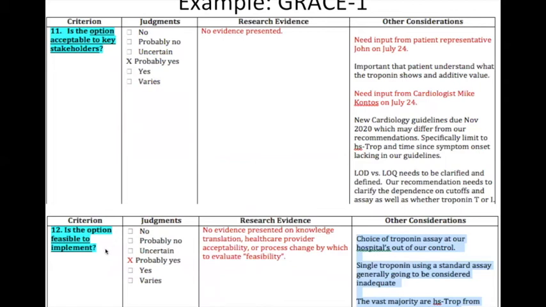And then from a feasibility point of view, they said probably single troponin testing is implementable easily compared to serial. Again, no evidence to really back up those claims or statements. Some comments that the choice of troponin assay was out of the hospital's control anyway, or out of the emerge group's control anyway. Single troponin based on assay may be inadequate, and the majority of the research seemed to revolve around high sensitivity troponin.